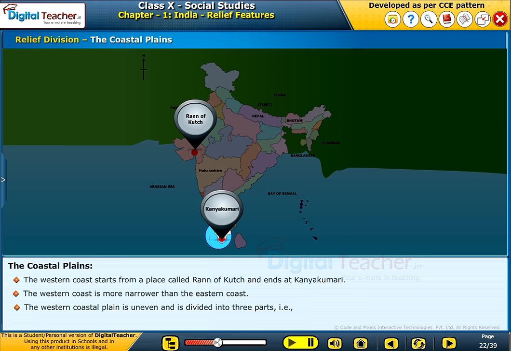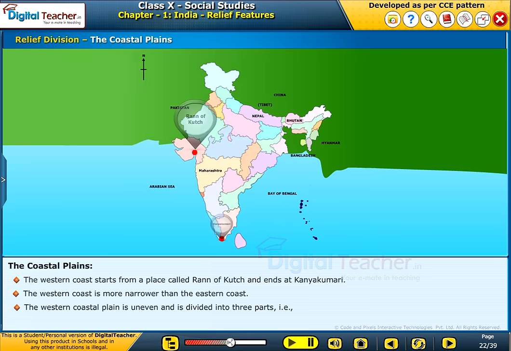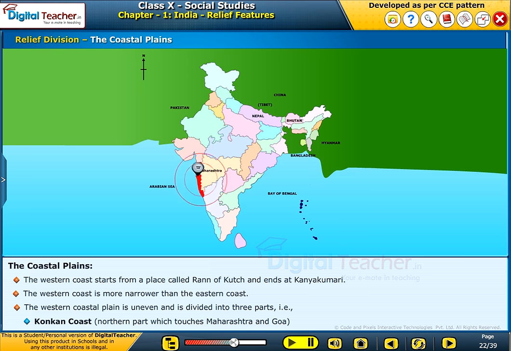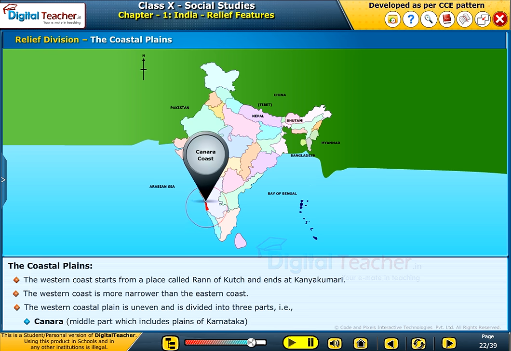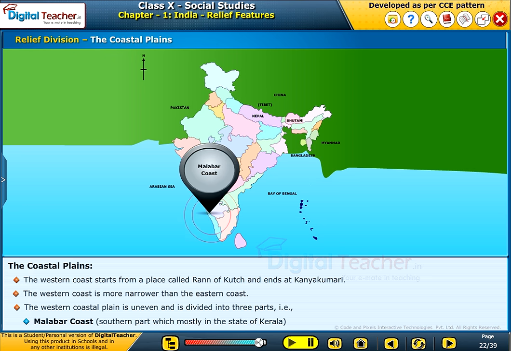The western coastal plain is uneven and is divided into three parts, that is, Konkan coast, the northern part which touches Maharashtra and Goa, Canara, the middle part which includes plains of Karnataka, and Malabar coast, the southern part which is mostly in the state of Kerala.